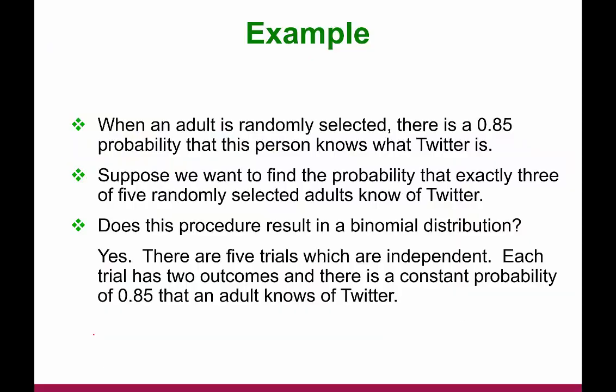When an adult is randomly selected, there's a 0.85 probability that the person knows what Twitter is. Suppose we want to find the probability that exactly 3 out of 5 randomly selected adults know Twitter. Does this procedure result in a binomial distribution? First of all, there are 5 trials, right? So a fixed number of trials.